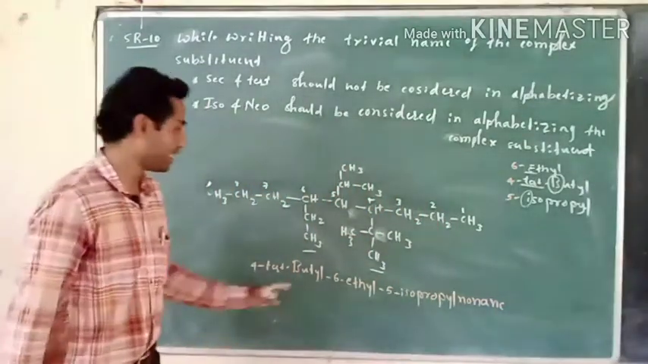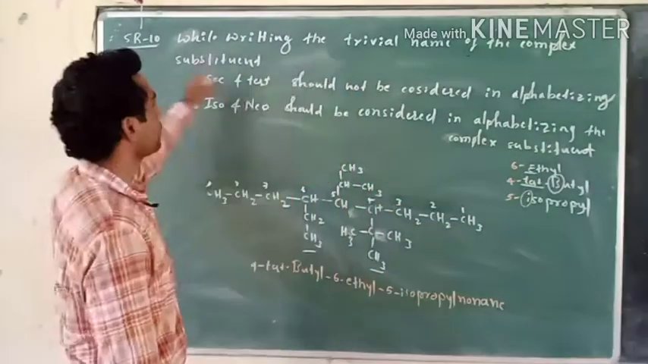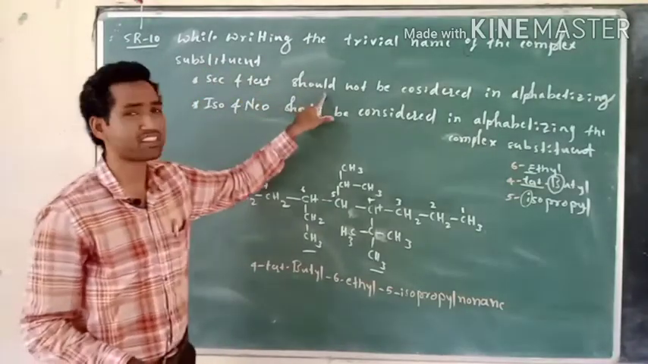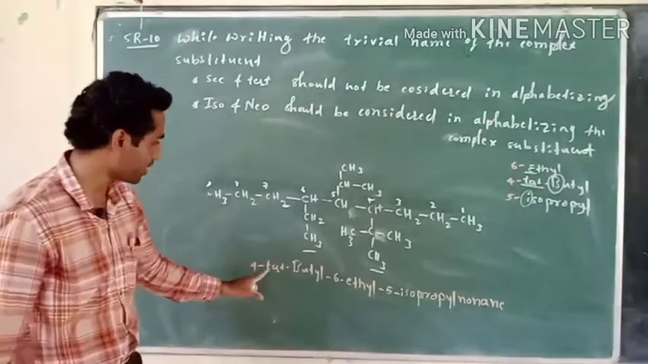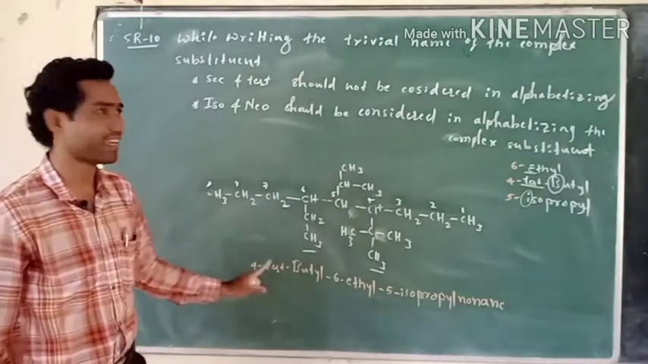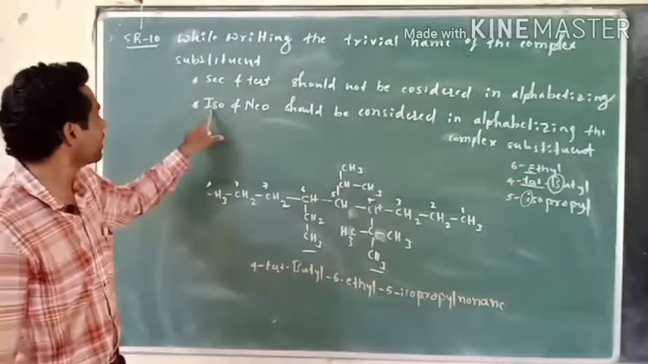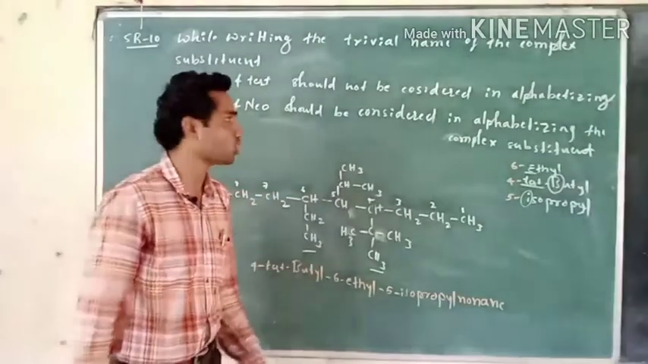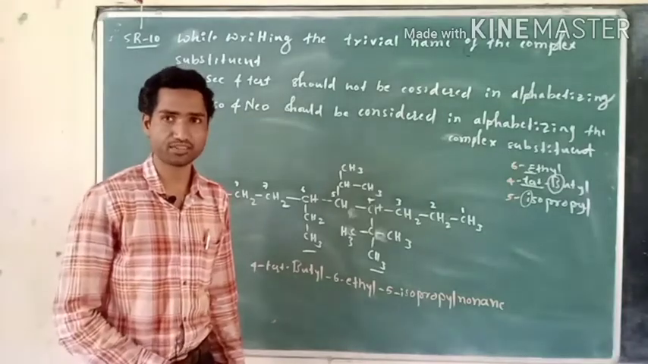Here I am using the trivial name of the substituent. While writing the trivial names of complex substituents, secondary and tertiary should not be considered in alphabetizing. That you have to remember. Secondary and tertiary, S and T, should not be considered as the first letter of the substituent. And iso and neo, I and N, should be considered in alphabetizing the complex substituents along with the simple substituents.